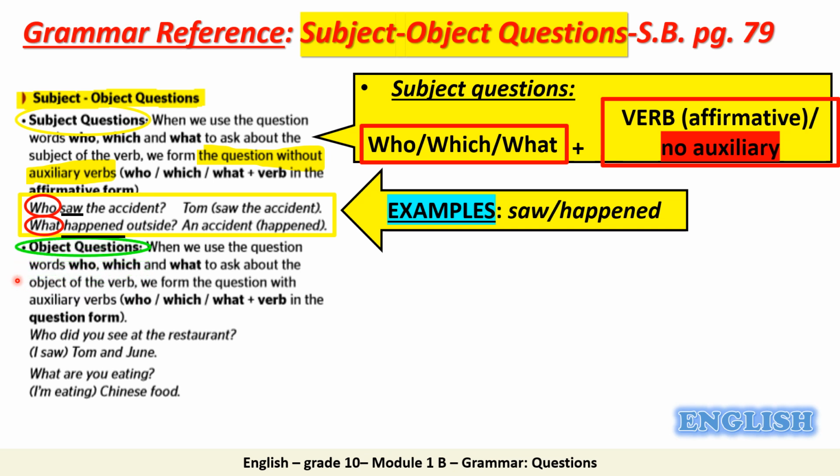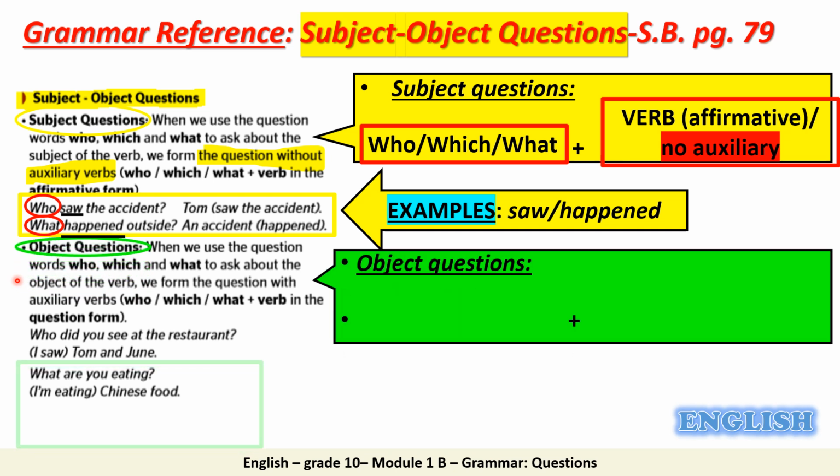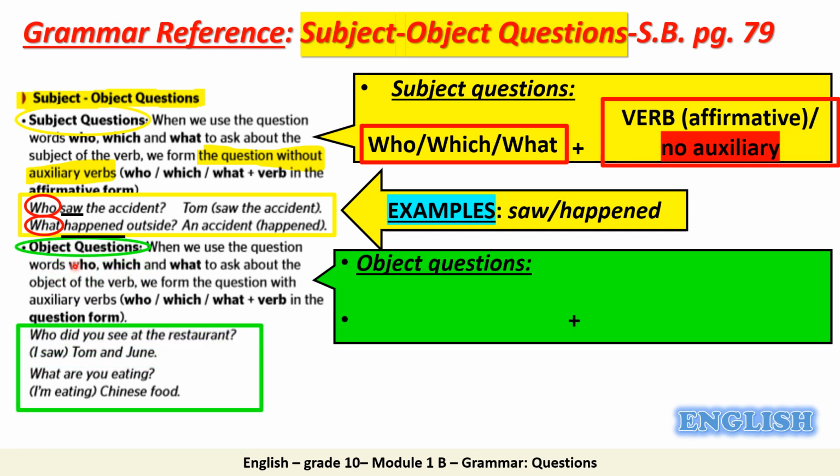Secondly, object questions. Who did you see at the restaurant? Tom and June. What are you eating? Chinese food. Tom and June, Chinese food, are objects.